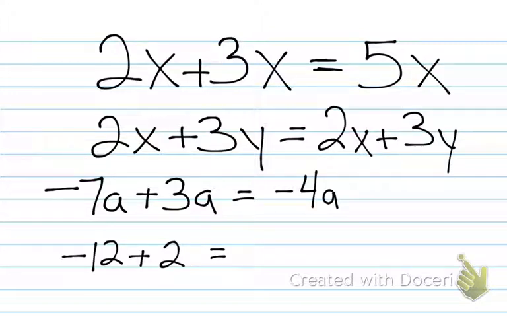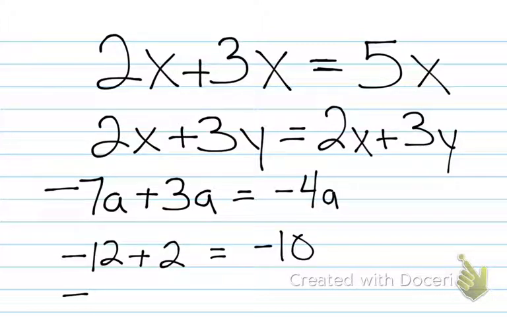Yes. Neither one of them has a variable. They're both numbers. Could I combine those together? Yeah. What's negative 12 plus 2? Negative 10. Okay, so if it's a number by itself, absolutely, I can combine those.